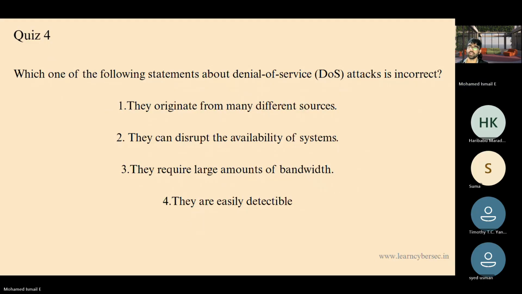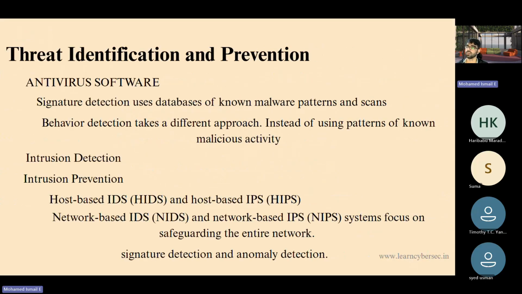So the incorrect answer here is the first one. They originate from many different sources is for DDoS, which is distributed denial of service. What is correct? The rest of the three are correct. DoS can disrupt the availability. DoS requires a large amount of bandwidth. DoS is easily detectable. So the answer is 1.